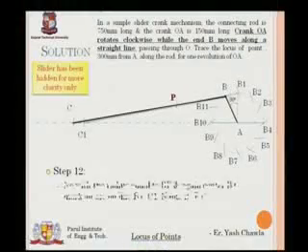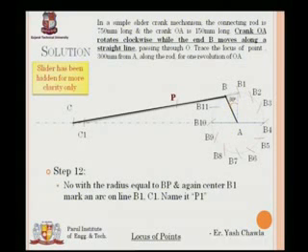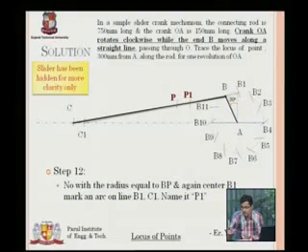Now I'll do the same thing. I'll take 300 mm radius, keep it on B1 and cut an arc on the connecting rod B1C1 like this. This is P1, and mark it P1. So now the first point I already had, and now I have the second point, that is P1. Now what will I do?